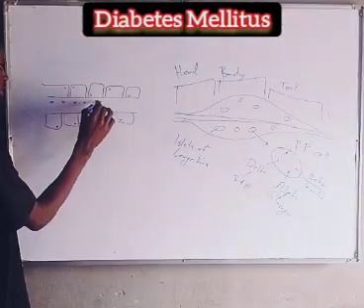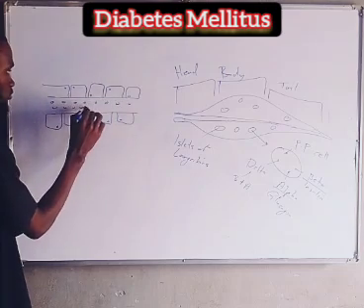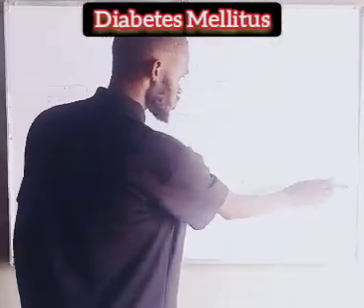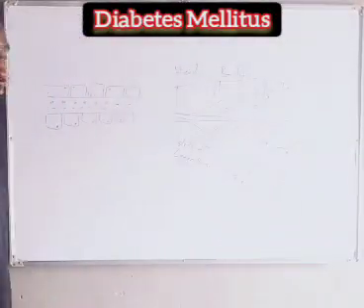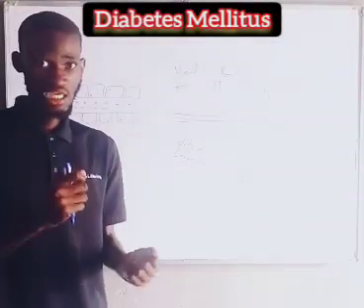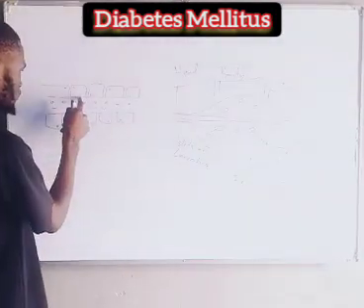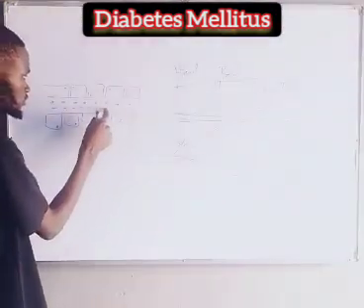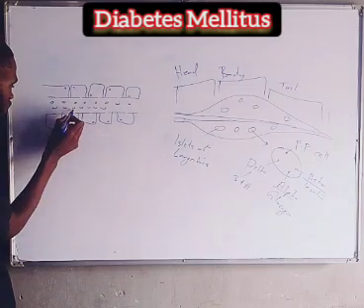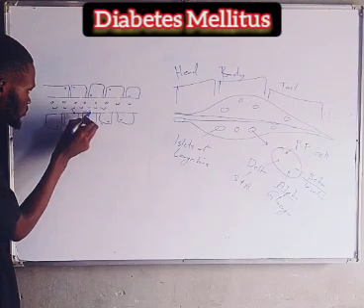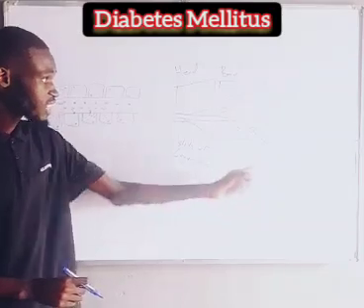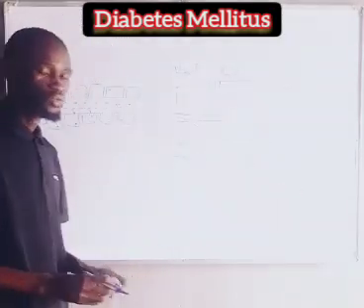If in our body we have increased sugar levels, the pancreas will produce insulin. This insulin acts more like a key, meaning that it unlocks the cells so that the glucose can enter the cells. That's how insulin works.